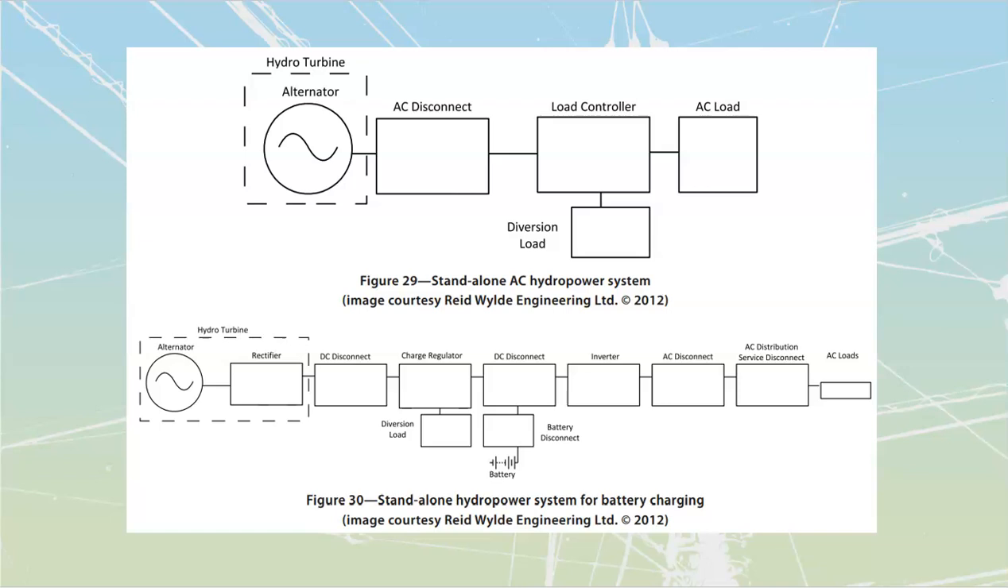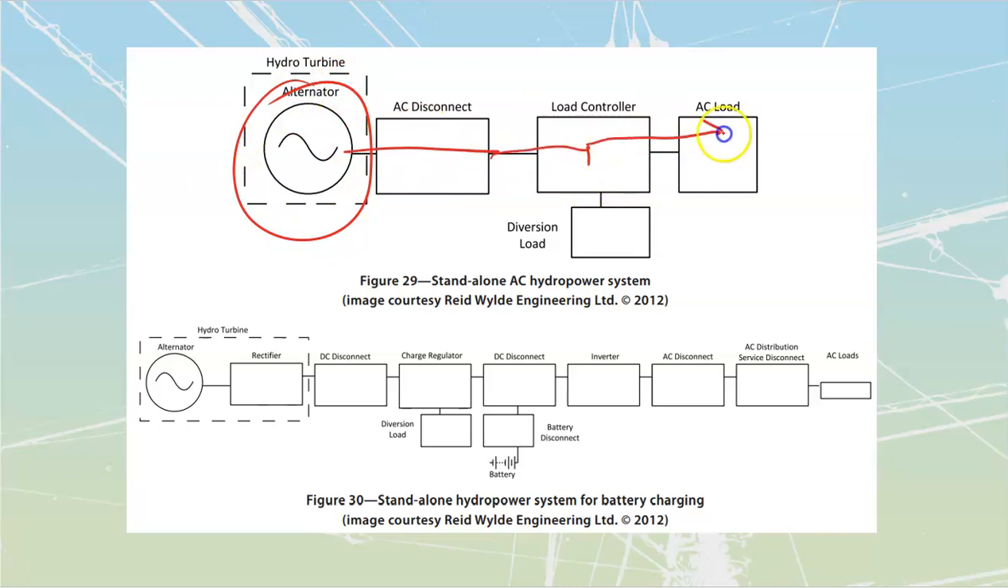We can generate as AC. We can also generate as DC. It really doesn't matter which one we do. If it's going to be standalone hydropower, we're going to see AC. Sorry, not wild AC, but the AC that I'm generating over here. We're going to run that through our disconnect into our load controller.